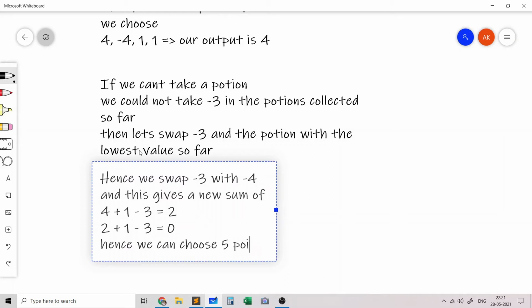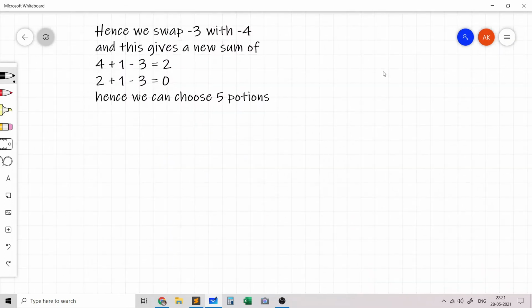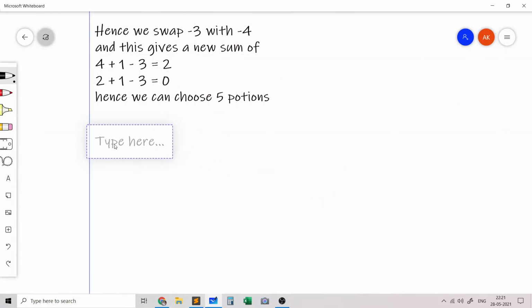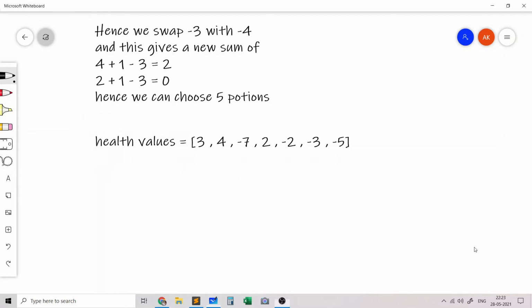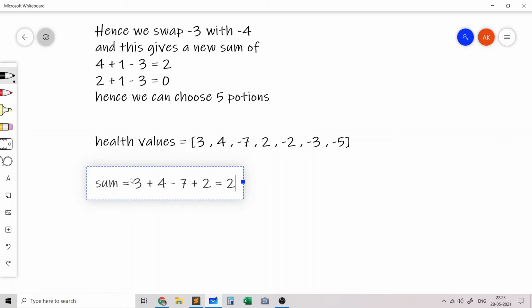In our sample test case there was only one place in which we did the swap. So let's take another example and work through the same algorithm which I have described above. Let's say our health values are the following, and let's simulate the algorithm. Our sum will be 3 plus 4 and then minus 7 and then plus 2, which is 2. We'll also include minus 2 and get no discrepancy so far. So this will be 0.